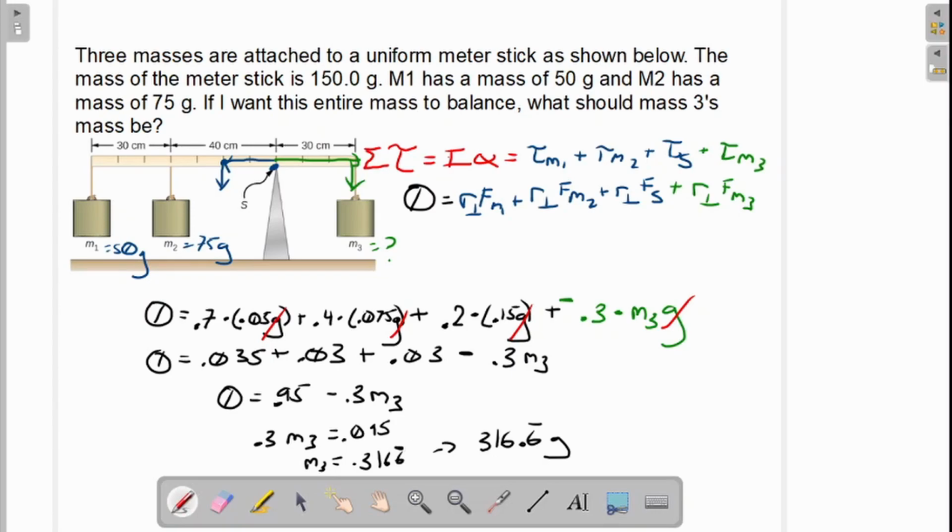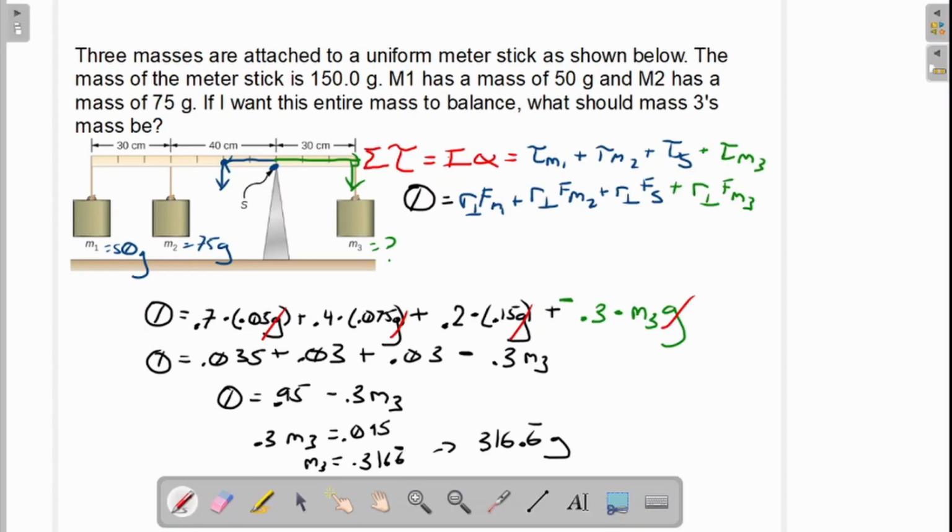If you've done the math, you should get 316.6 repeating grams. You'll notice that I multiplied all my terms, added them together, and then did my algebra through, giving my answer of 0.316 kilograms. But the more useful answer is 316.6 grams. That's it. That's all we needed to do.